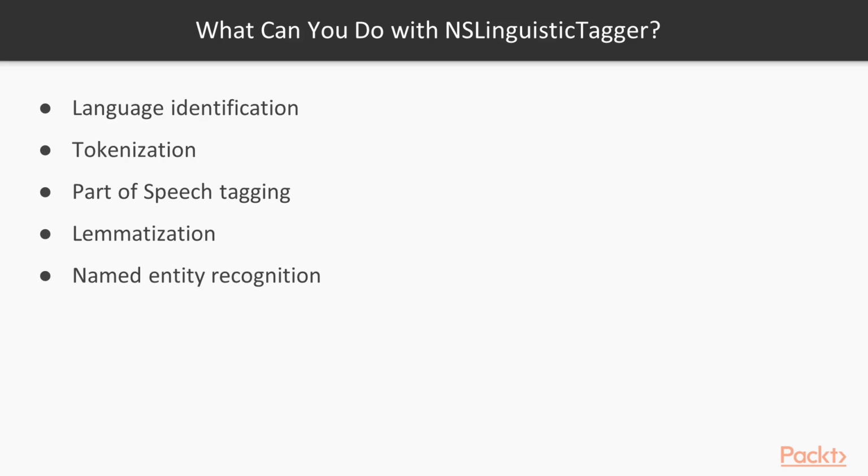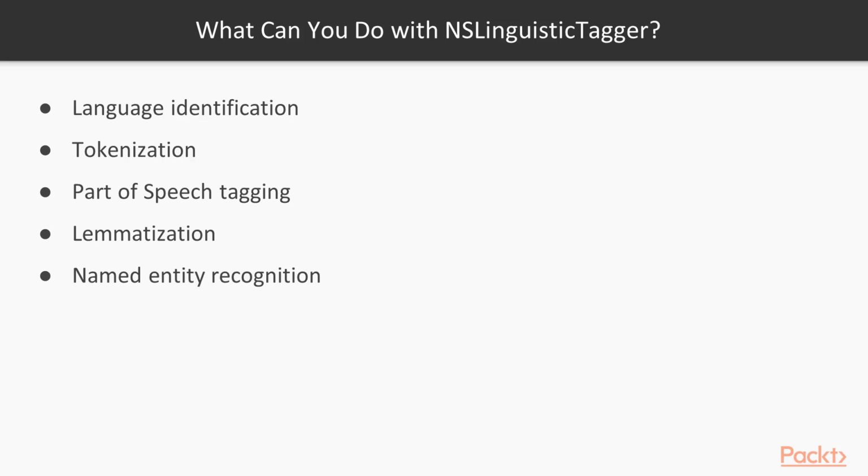It also lets you do part of speech tagging. So this lets you figure out what part of speech a certain word is, if it's an adverb or a verb or an adjective or anything like that. Then it also lets you do lemmatization. Lemmatization is the ability to take the lemma or root of a word. For example, the word climbed is the word climb, but the past tense of it. So the root of climbed is the word climb.